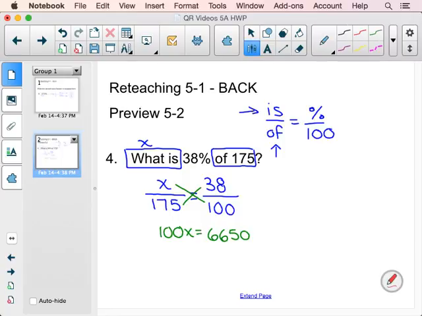So to isolate our x, we're going to divide by 100 on both sides of our equation, and we get that x is equal to 66.5. So our answer here would be that 66.5 is 38% of 175.